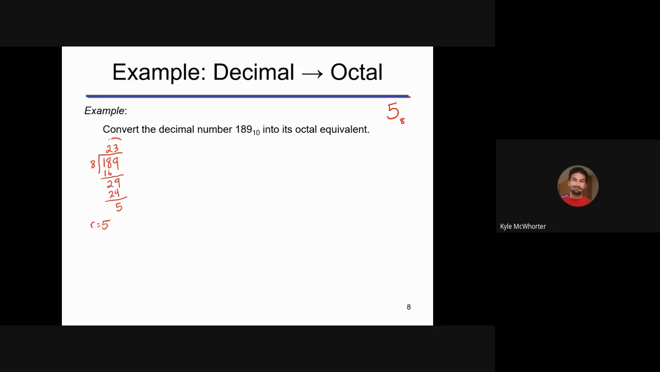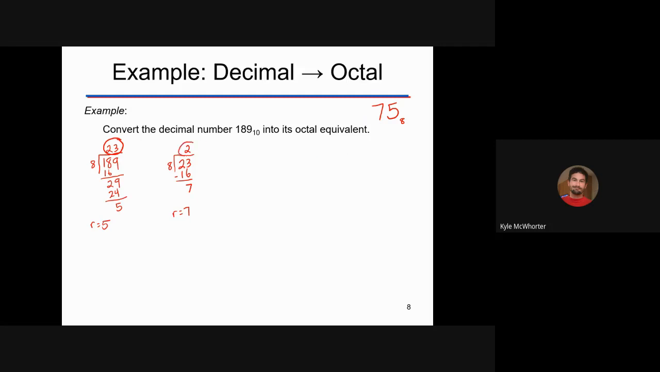Now I'm going to take the 23 and divide by 8. Well, I know 8 times 3 is 24, so it's going to have to be 2 times that it goes in. 2 times 8 is 16. So that's going to be a remainder of 7. So that means that my next, more significant digit is a 7.